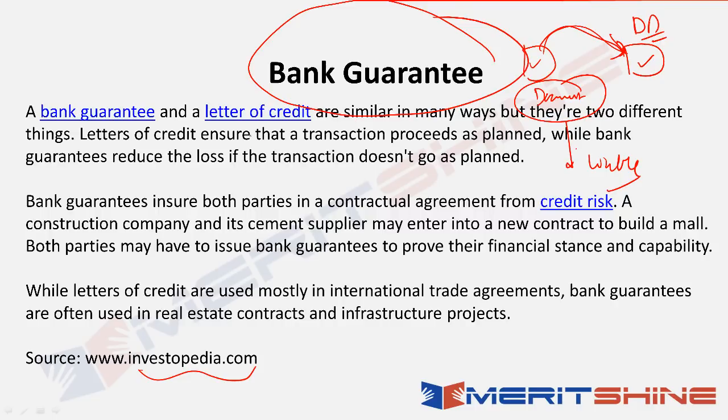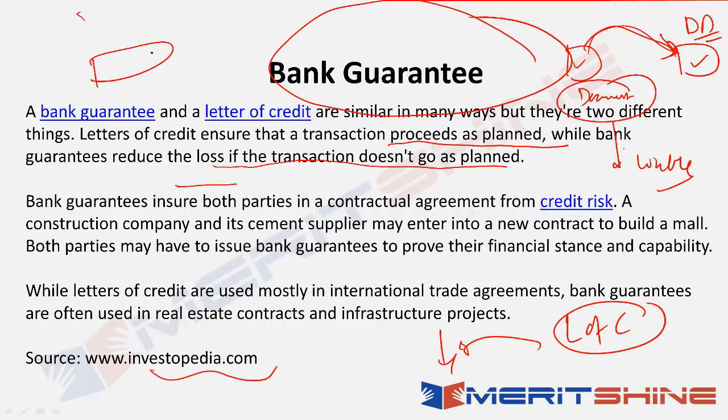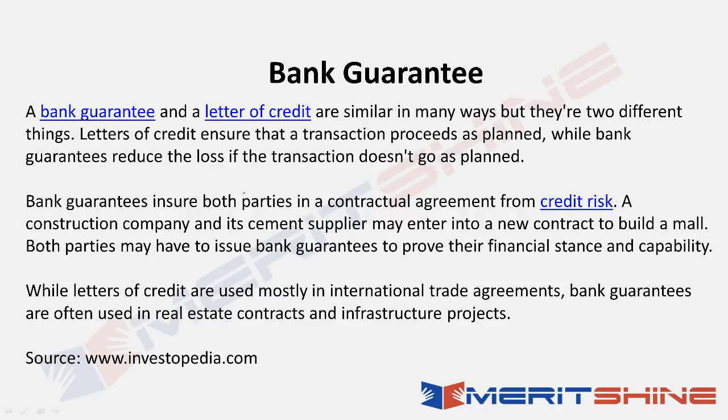A letter of credit ensures that the transaction proceeds as planned. We have seen the entire history of the letter of credit now, how it happens from the issuance to the final submission. But the bank guarantee is there to reduce the losses if the transaction does not happen. Now, what if you ordered a certain quality and you did not receive that quality of goods, and you lost maybe 20% on that? Then your bank guarantee will come into the picture. Okay, do you understand? So the bank guarantee is for both parties.